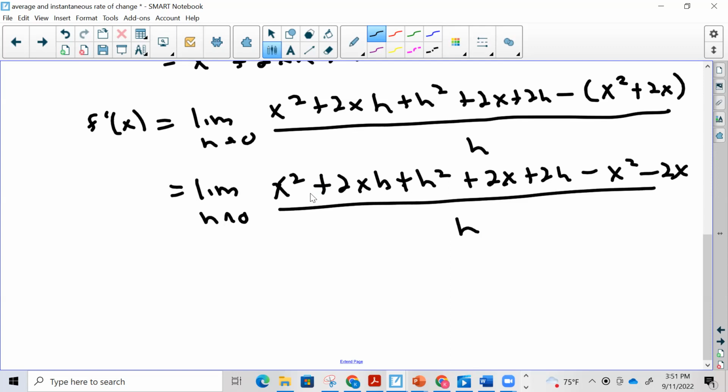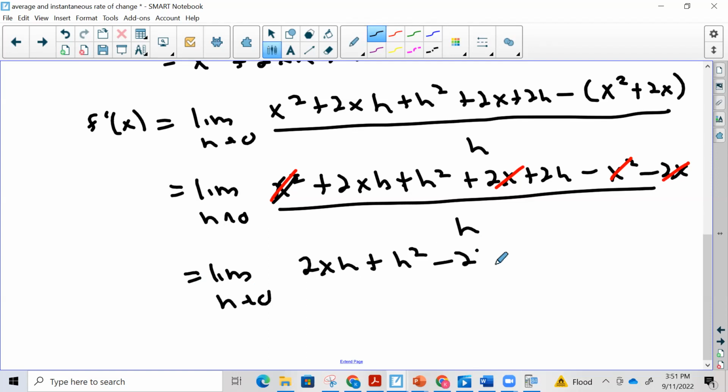And what should always happen is any term that doesn't have an h in it should cancel. If not, something went wrong. So the x squareds add to 0 and they cancel. And then the 2x adds to 0 and they cancel. So if that doesn't happen, you made a mistake. So then we have 2xh plus h squared minus 2h over h.